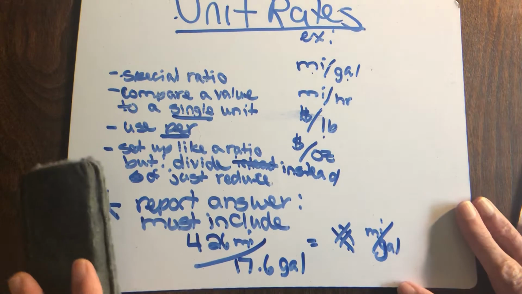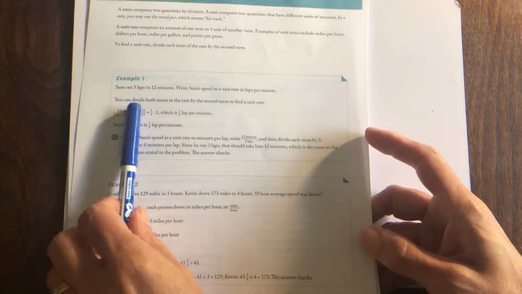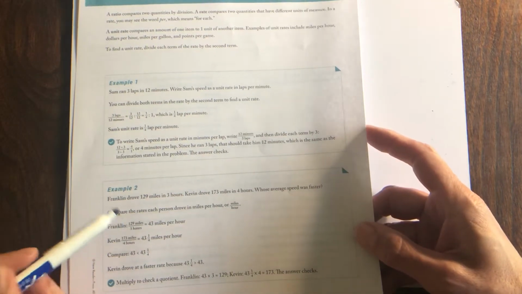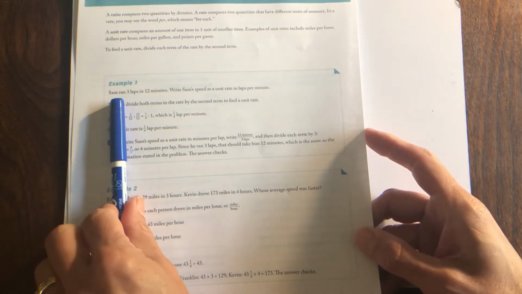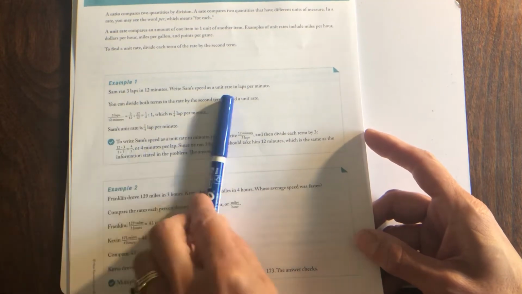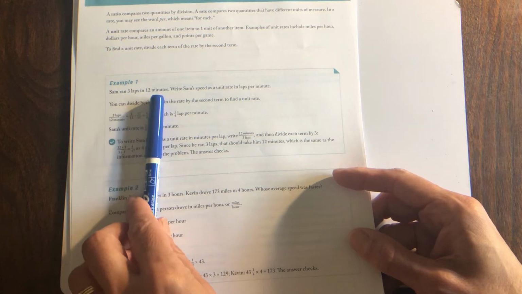Now, let's work some unit rates together, some examples. I'm going to be working from the TABE fundamental books, and they have some good challenging examples, and we're going to work through several of them in this video. So pause the video as we get started. Pause the video and see if you can work them yourself, but I'm going to read them and work them out. So Sam ran 3 laps in 12 minutes.